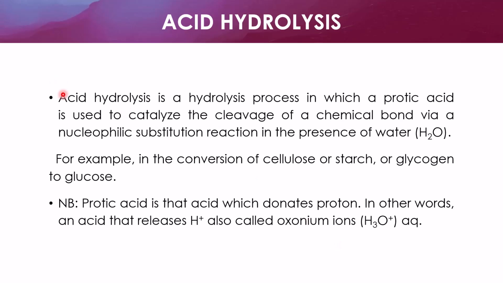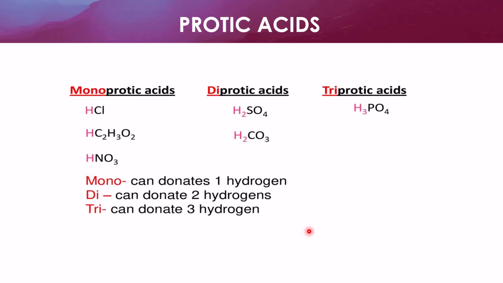Acid hydrolysis. Acid hydrolysis is a hydrolysis process in which a protic acid is used to catalyze the cleavage of a chemical bond through a nucleophilic substitution reaction in the presence of water. So, for example, in the conversion of cellulose, starch or glycogen to glucose. And what you also have to note is that a protic acid is an acid which donates protons, or in other words, an acid that releases hydrogen ions, also called hydronium ions.